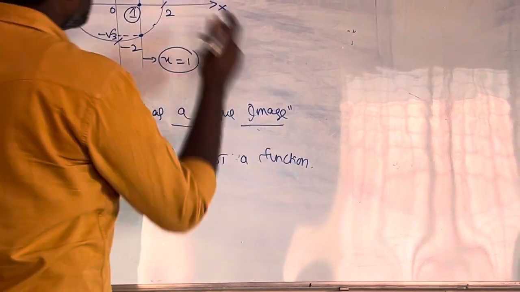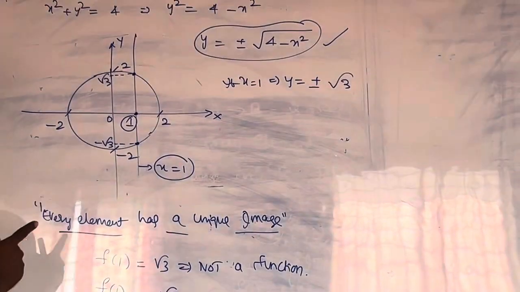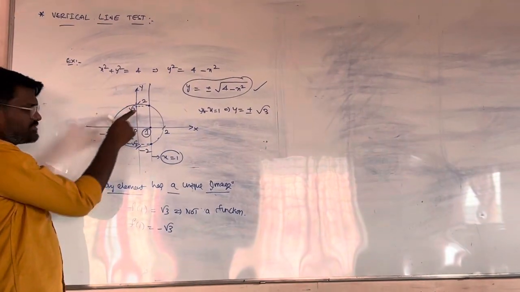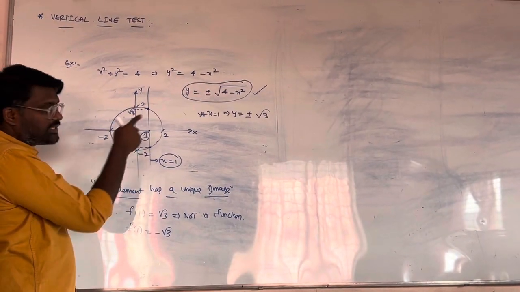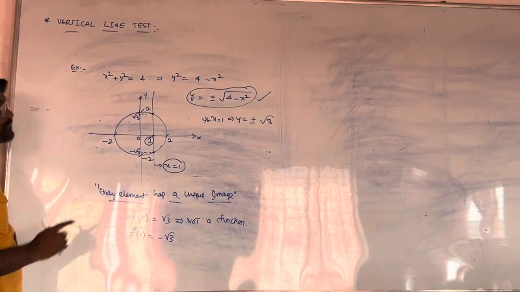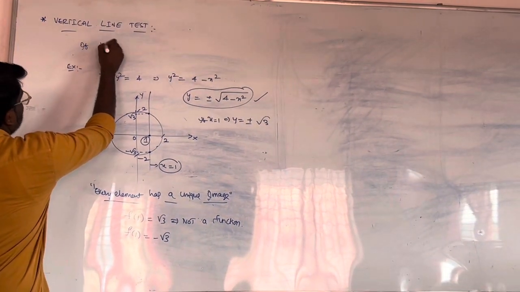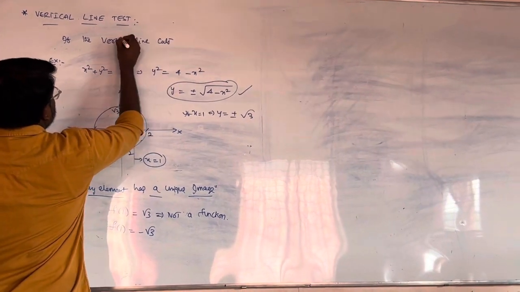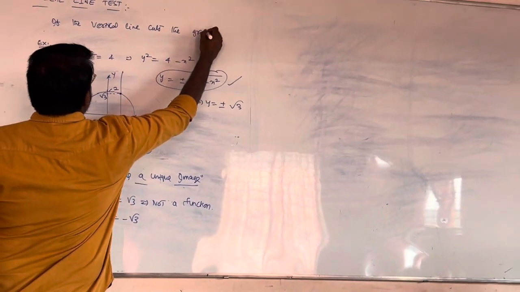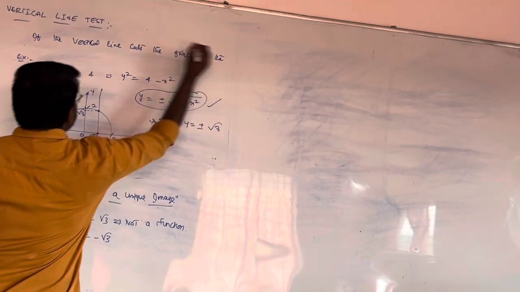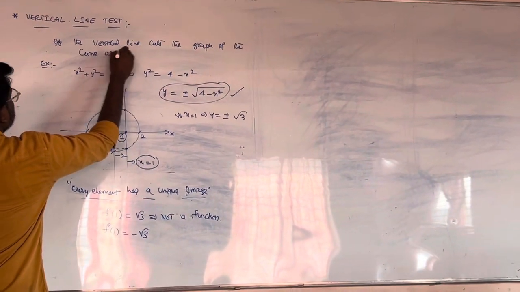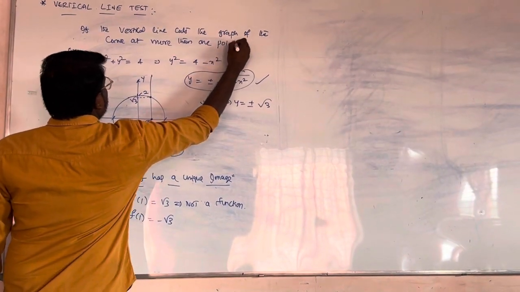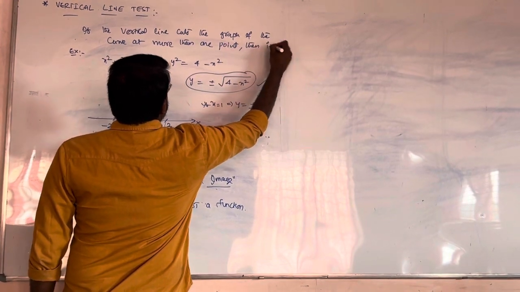So using the vertical line test, we can conclude one thing. If a vertical line drawn parallel to the y-axis cuts the graph of the curve at more than one point, then it is not a function. So the statement is, if the vertical line cuts the graph of the curve at more than one point, then it is not a function.